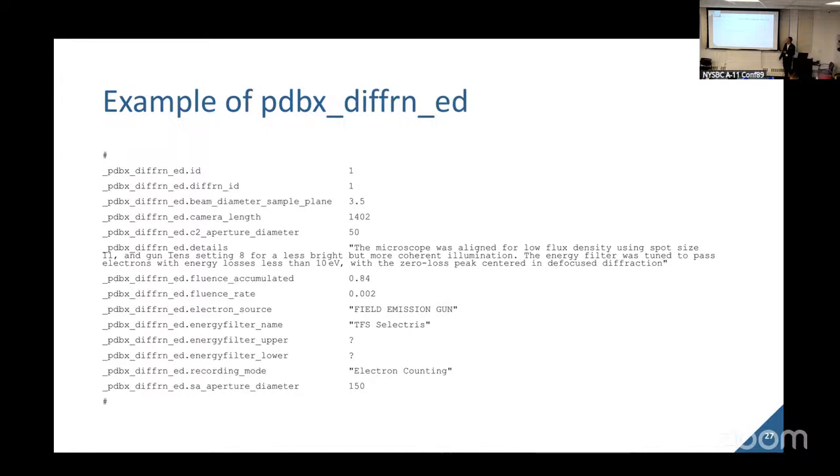And this is an example of dedicated data categories just for 3D electron diffraction, which means they're different from X-rays. For example, there is the fluence rate at 0.02 electrons per square angstrom, and there is the total fluence accumulated at 0.84 electrons per square angstrom.